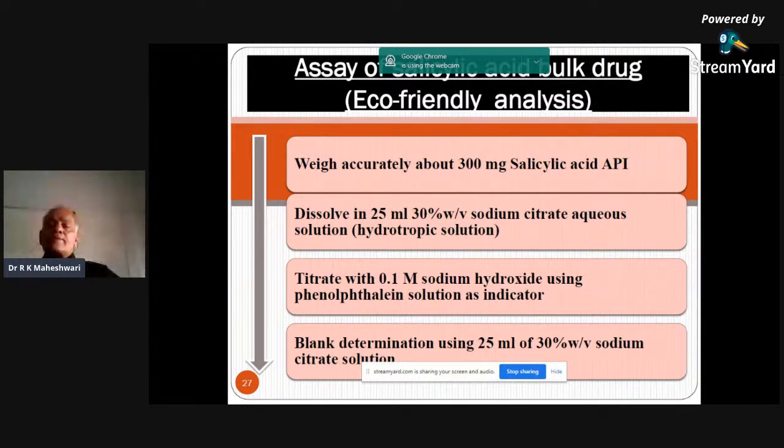Here, in place of sodium benzoate, we are employing sodium citrate solution. This is also cheap. It is also not costly. So here, without the use of ethanol, the salicylic acid titration can be done. This assay can be performed.